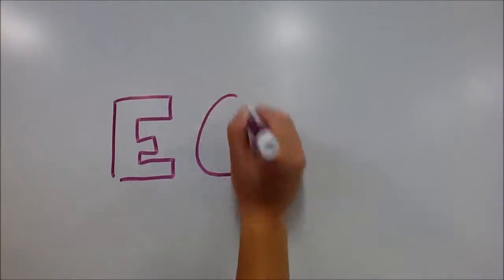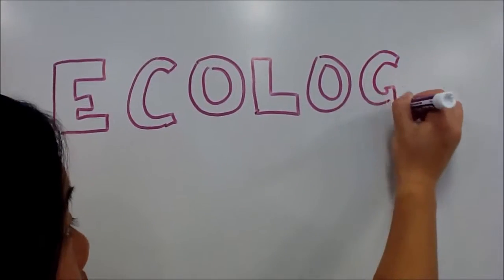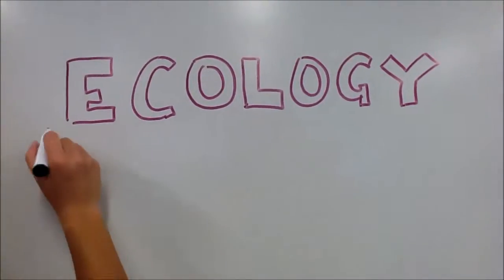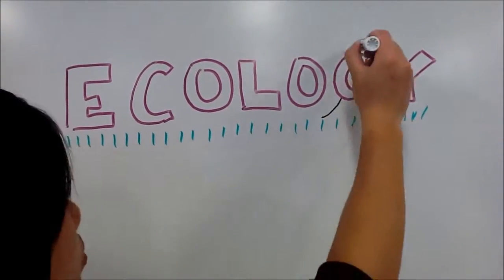What is ecology? Ecology is the scientific study of the interactions of organisms with biotic and abiotic environments. Abiotic meaning non-living, for example, rocks and sun. Biotic meaning living, for example, trees, grass, and other plants.